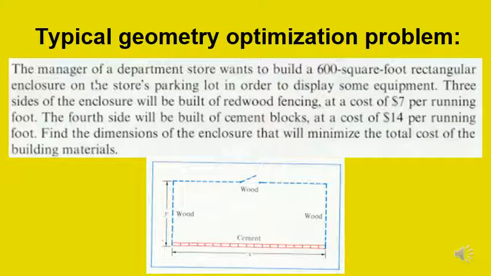And here's a similar problem, but there is one major difference to it. It says the manager of a department store wants to build a 600 square foot rectangular enclosure on the store's parking lot in order to display some equipment. 3 sides of the enclosure will be built with redwood fencing at a cost of $7 per running foot. The fourth side will be built of cement blocks at a cost of $14 per running foot. And again, we're supposed to find dimensions, but this time we want to minimize the cost of the building materials. Now, I will tell you, in the real world, you'd almost certainly find that the redwood fence would cost more than the cement blocks, but we're going to go with what it tells us here.